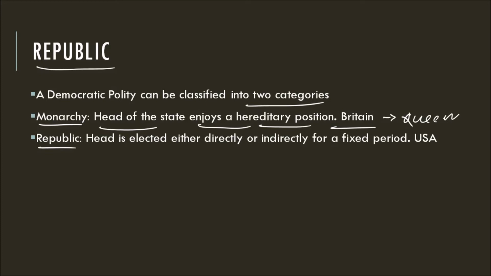In the case of a republic, the head is elected either directly or indirectly for a fixed period. Like in the case of the USA, where the president is directly elected by the people. But in the case of India, our president, who is the head of a state, is elected indirectly, and that too for a fixed period of time.